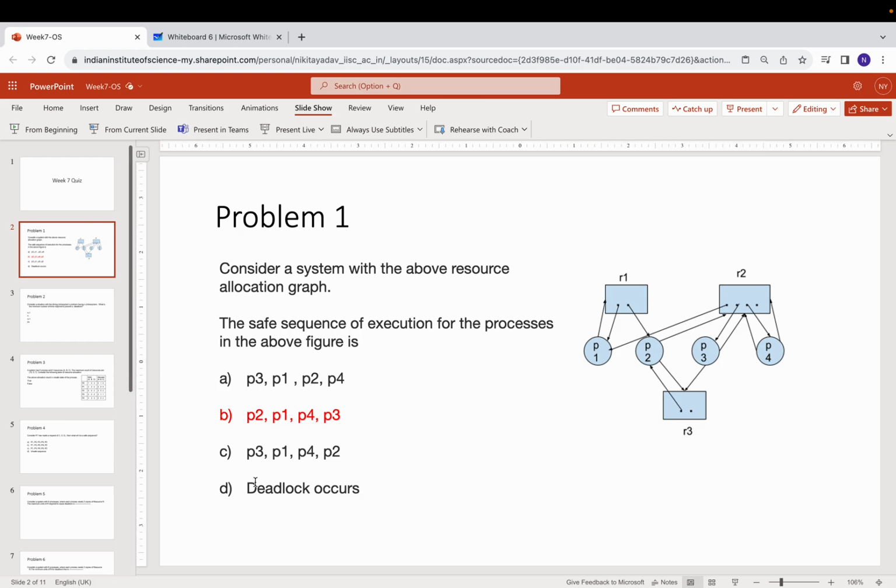And you can check option C as well, but this will also not be safe, because P3 and P1 are coming in this order, and as we saw earlier, if we service the request of P3, then we cannot service the request of P1. So option C is also not a safe sequence. So option B here is correct.